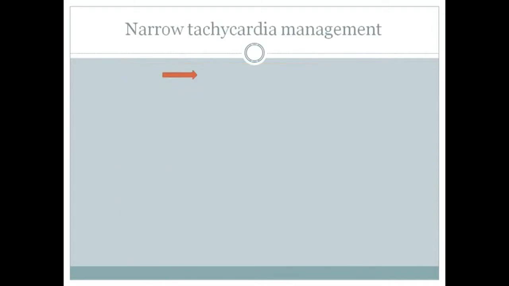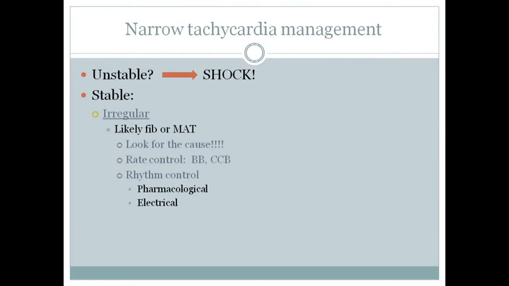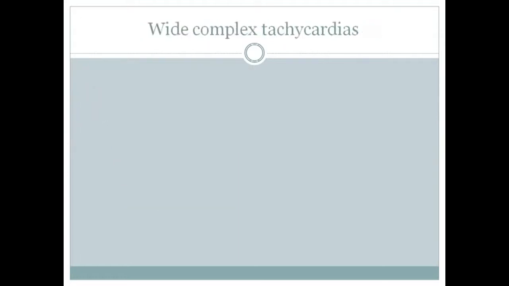Same thing, same concept. For narrow complex tachycardia, if they're stable and irregular, it's more likely AFib or multifocal atrial tachycardia. Look for the cause again and again. Rate control: calcium channel blockers, beta blockers. Rhythm control: electrical or pharmacological. We're not going to go into those details. I don't want you guys to start pushing antiarrhythmics for this. We'll talk about it.